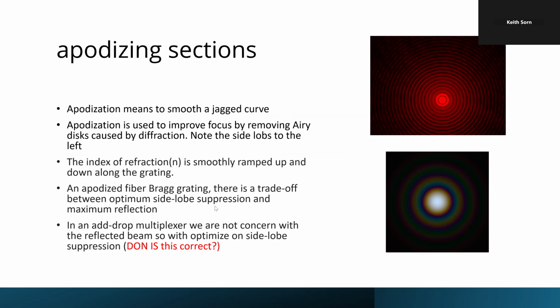Now, our main concern is an add drop multiplexer. In an add drop multiplexer, we don't use the reflected beam. We're just throwing that part away. So it's a good trade-off to trade off some of the reflection to suppress these side lobes. Apodizing sections. Say that 50 times fast.